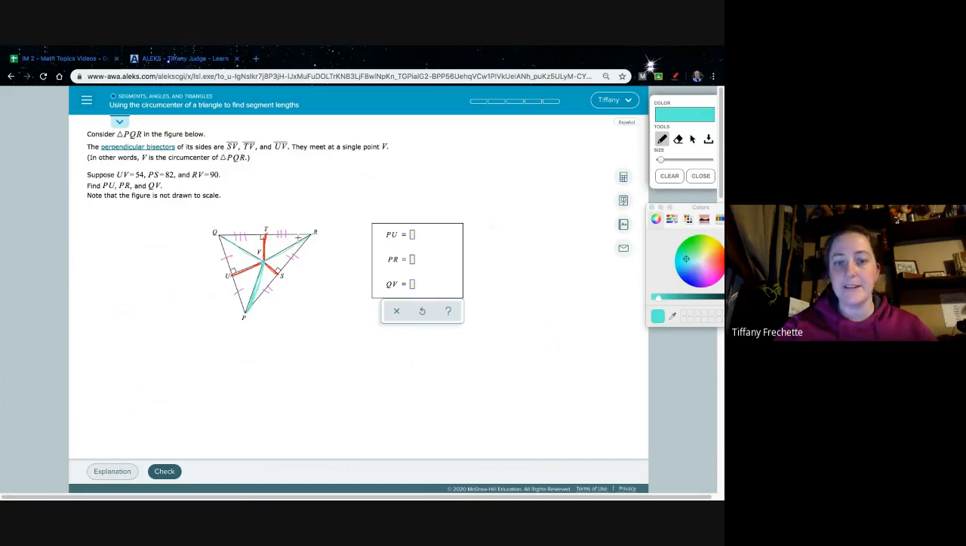So all these lengths are the same. From the circumcenter to the vertice, these are all the same. All right, so let's go ahead and start filling it in with actual given information here. So UV, which is this distance here, is 54. I know this one's 54.